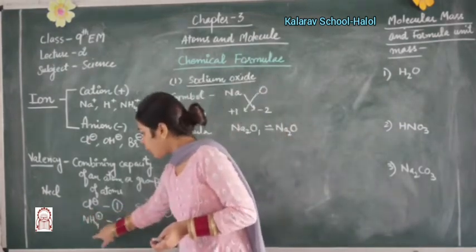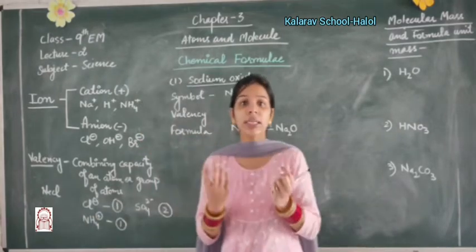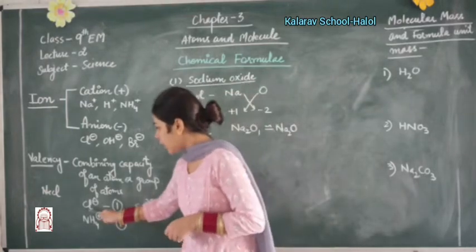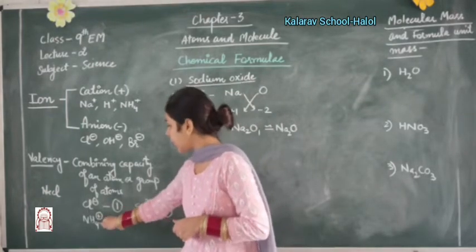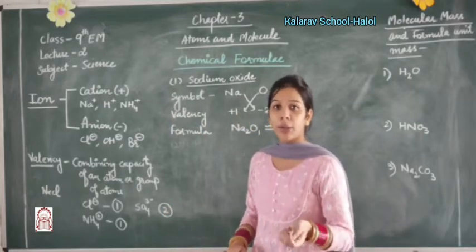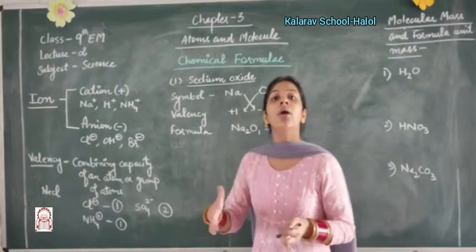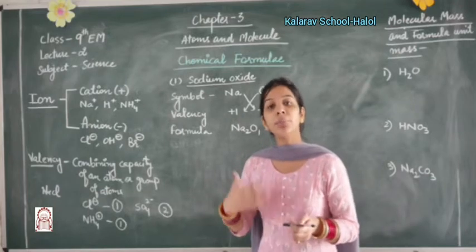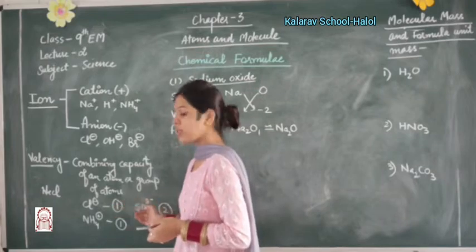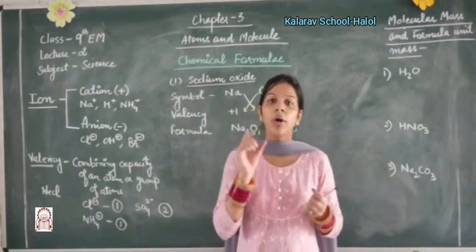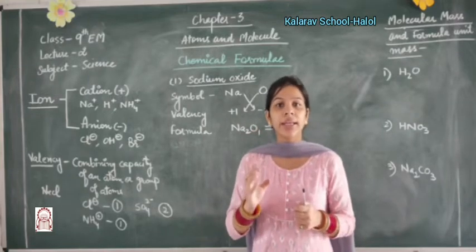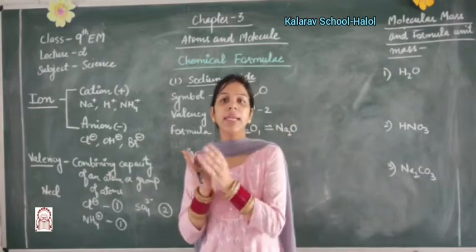A group of atoms having a charge is called a polyatomic ion. Here it is a monoatomic ion, but NH4+ or SO4 2- is a polyatomic ion because it contains more than one atom. So the polyatomic ions are NH4+ and SO4 2-. The term you have to revise and keep in mind is valency, that is the combining capacity of an atom.